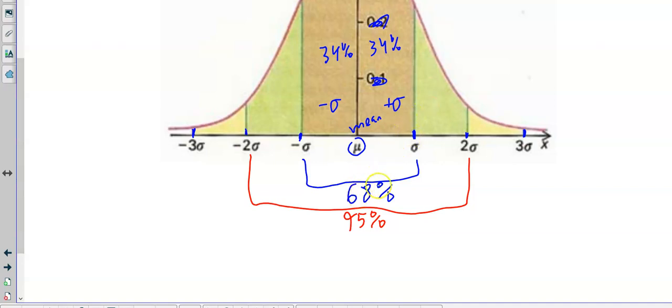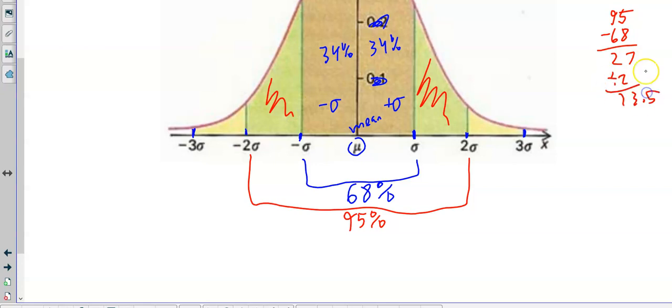So if you think about it, 95 minus 68, what is 95 minus 68? So it's going to be 7 and 8 minus, it's 27. So this section and this section add up to 27%, which if I divide that by 2, I get 13.5 over here. So 13.5 are in this section, percent. And in this section also 13.5 are in this section. That's percent as well. And so we use that nicely.